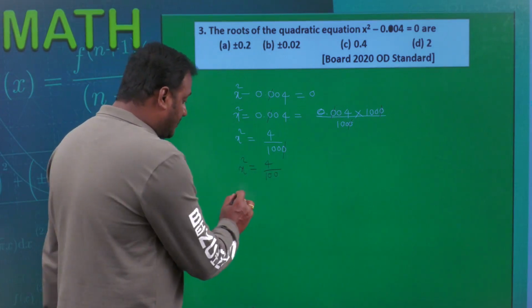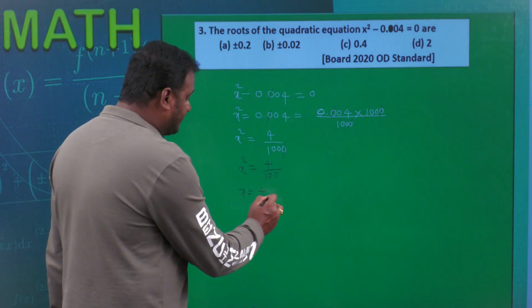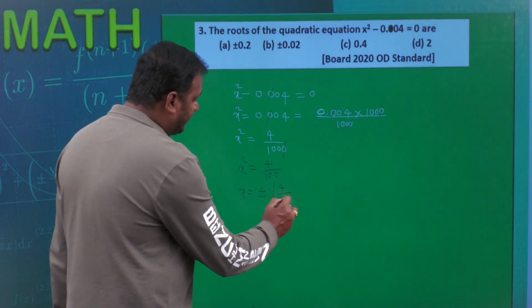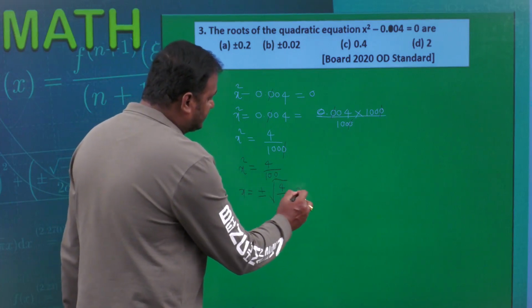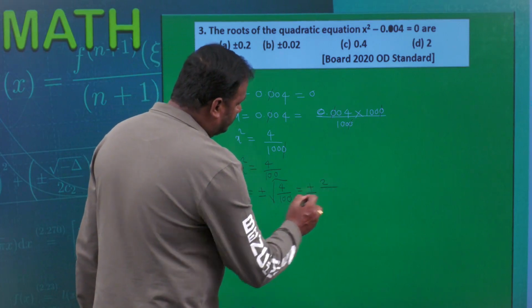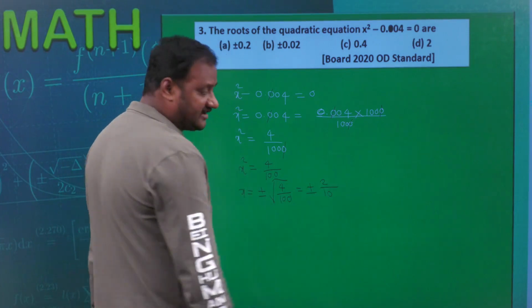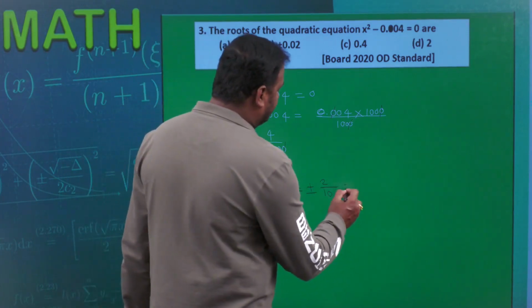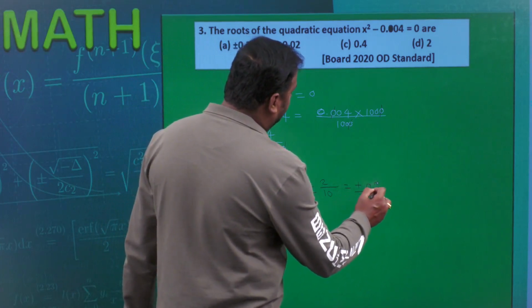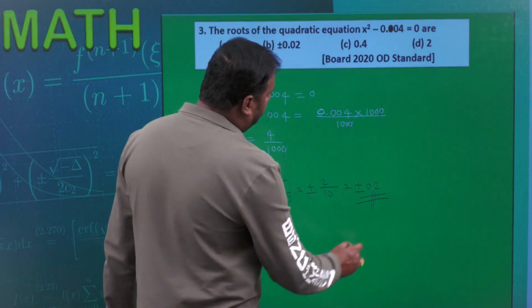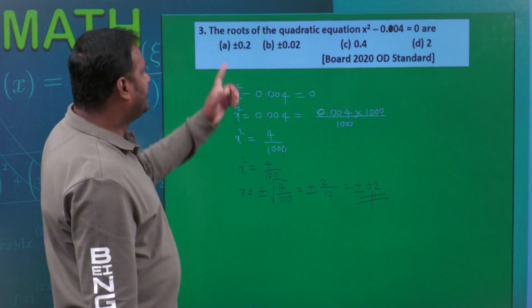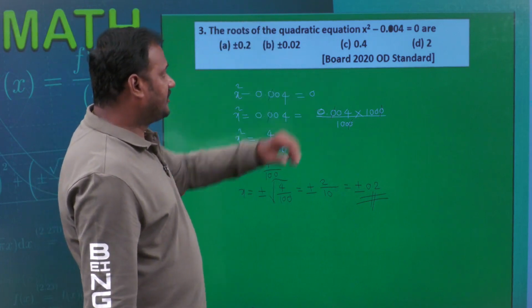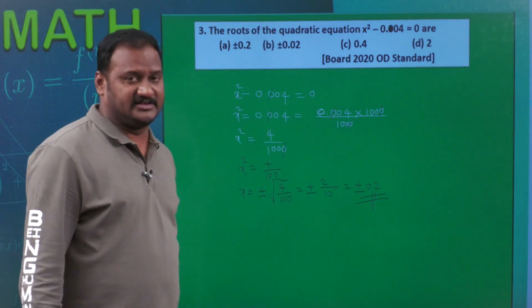Now according to the problem, x square is equal to 4 divided by 100. Then x is equal to what? x is equal to plus or minus square root of 4 divided by 100. So plus or minus square root 4 equal to 2, square root 100 is equal to 10. What is 2 divided by 10? Which is plus or minus 0.2. This is the value of the roots of the quadratic equation, plus or minus 0.2.